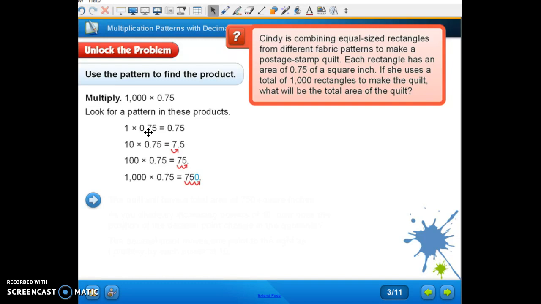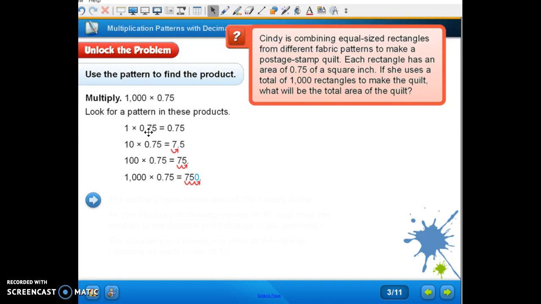So they start out by multiplying 1 times 75/100, which is still 75/100, that's our identity property. Anytime we multiply something by 1, it stays the same. Then we multiply it by 10. When we multiply something by 10, it grows by 1 place value. So now we're at 7 5/10. Then we multiply 75/100 by 100.